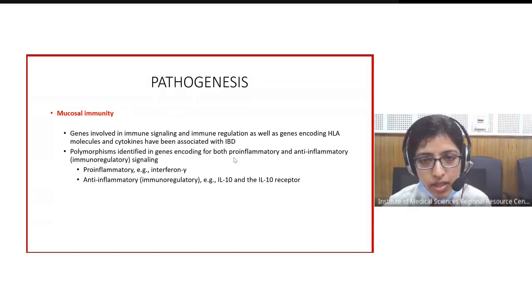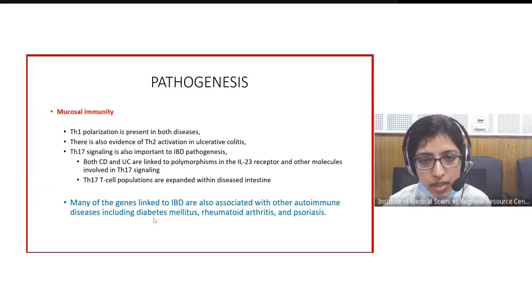Okay, so for example, some genes encode pro-inflammatory cytokines, for example interferon gamma. Some of these genes are found to be encoding anti-inflammatory signaling and immunoregulatory functions, like interleukin 10 and interleukin 10 receptors. So from your prior knowledge of the immune system, we know that interferon gamma has a pro-inflammatory effect, and interleukin 10 and interleukin 10 receptors have an anti-inflammatory effect. And these components are the ones that may be affected by these genetic polymorphisms and may be contributing to the pathogenesis.